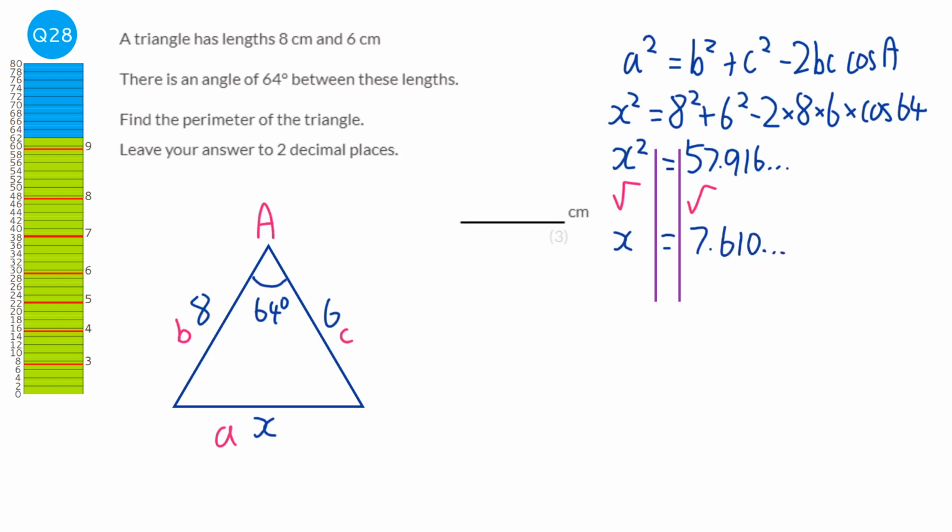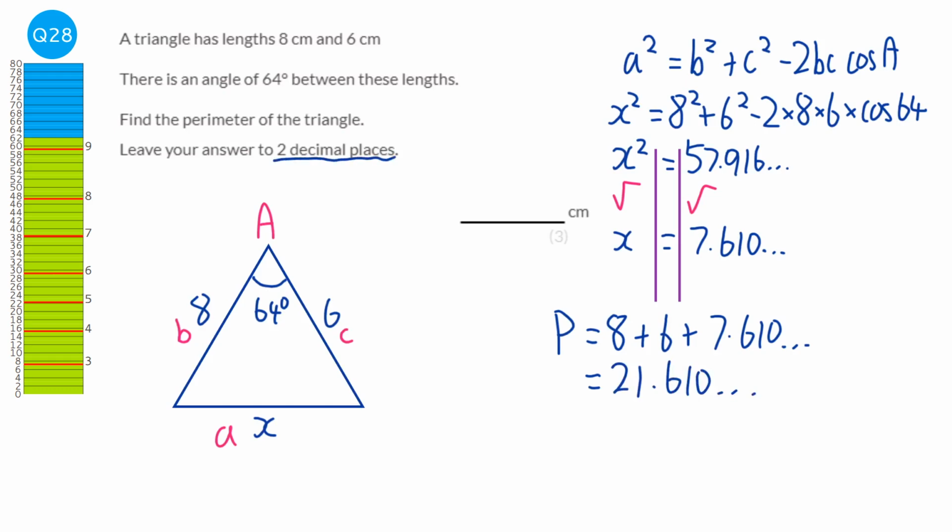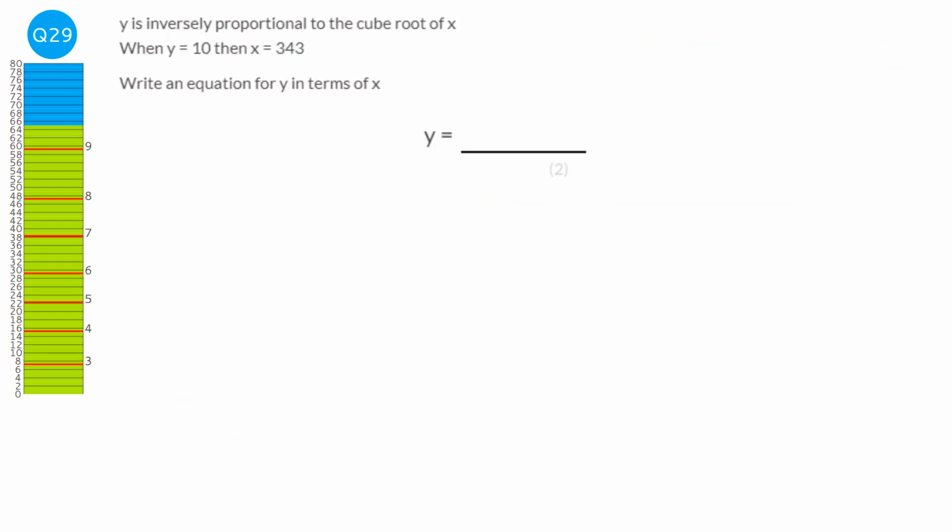7.61000 and so on. Okay, we're asked for the perimeter, and so we need to do 8 plus 6 plus that 7.610 and so on. I've still got it on my calculator, and that equals 21.610 and so on. It says it wants 2 decimal places, so it will be 21.61.